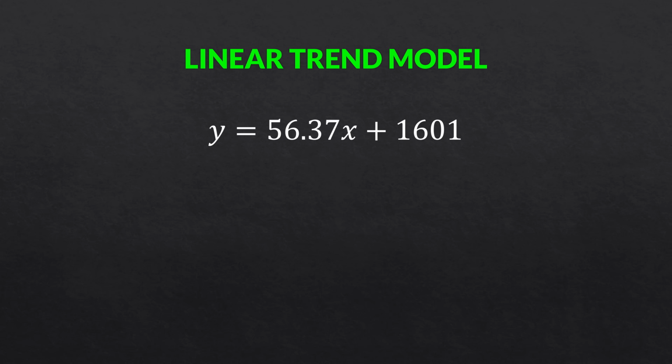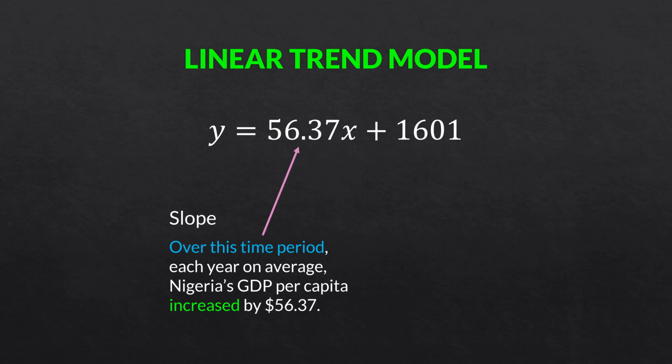I went ahead and rounded just to make it a bit easier to work with. Our first term is the slope, and it says that over this time period, each year on average, Nigeria's GDP per capita increased by $56.37. So we can see the magnitude of it in dollars and the sign of it.